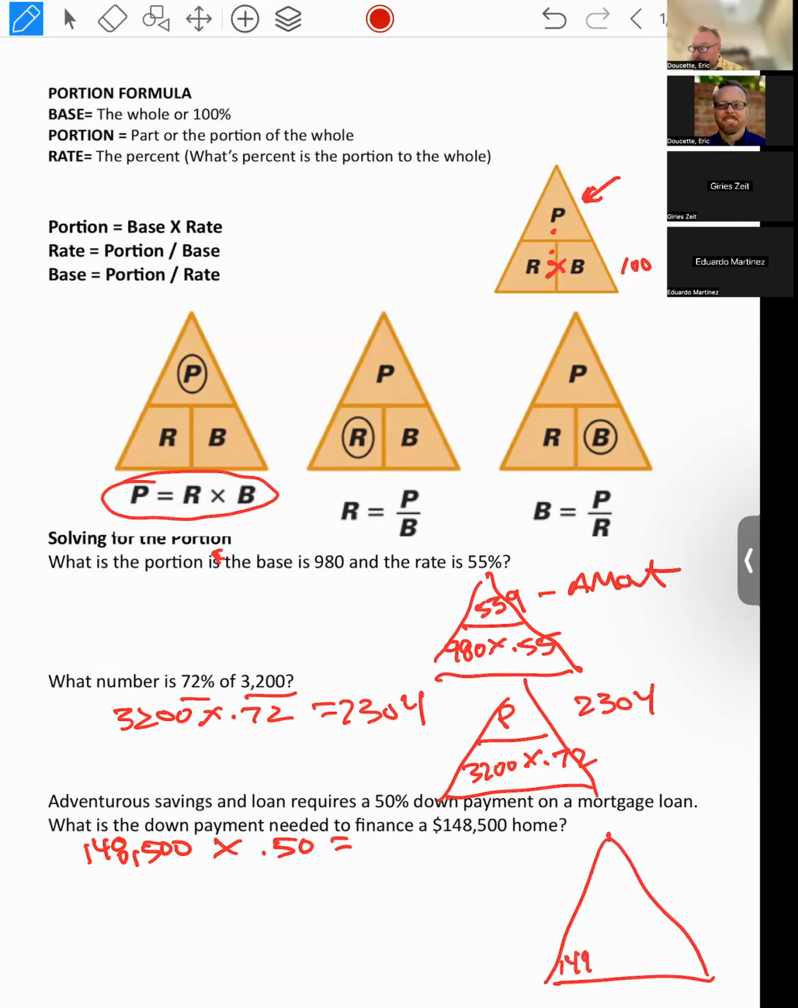So 148,500 times 0.50 will give us our portion. And the answer to that is 74,250. So what's that saying? It's saying $74,250 is required for the down payment because they require a 50% down payment on a $148,500 loan.